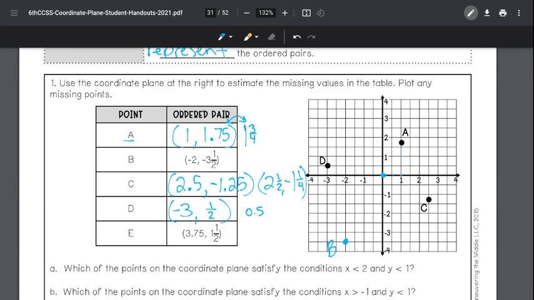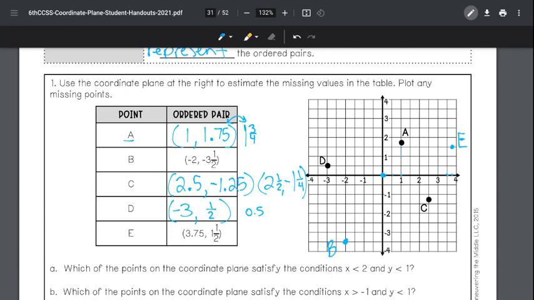And then point E is 3.75 to the right and up 1.5. So E should be right there. Because I'm in the middle of 3 and 4, I have 3.5. $3.50, so $3.75 has to be that halfway point. That's why it's right in the middle.